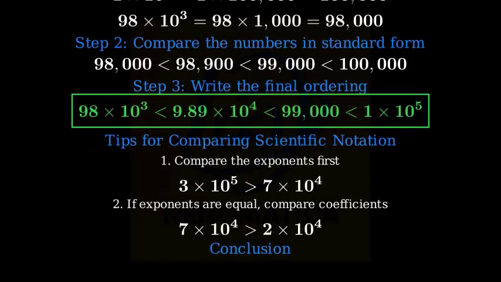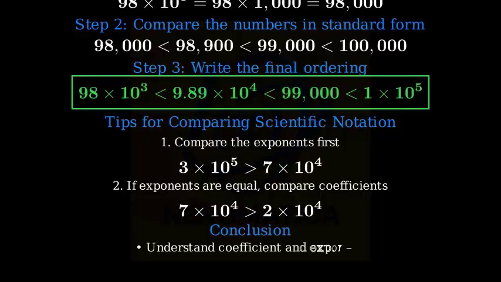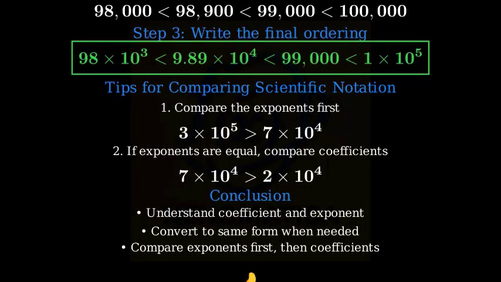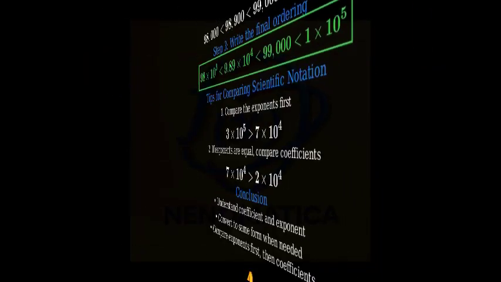In conclusion, ordering numbers in scientific notation requires, first, understanding the components of scientific notation, the coefficient and the exponent. Second, converting numbers to the same form for easy comparison if needed. And finally, comparing the exponents first, then the coefficients if necessary. With these skills, you can confidently order any set of numbers, no matter how large or small they are.